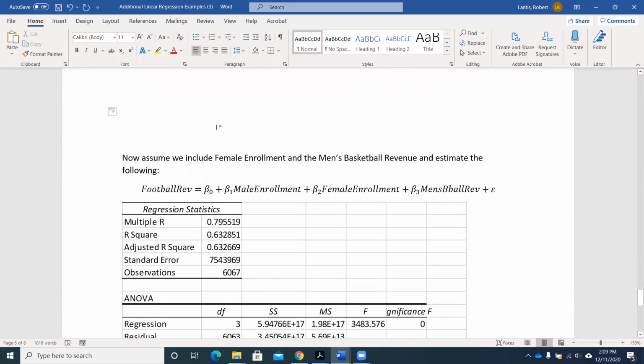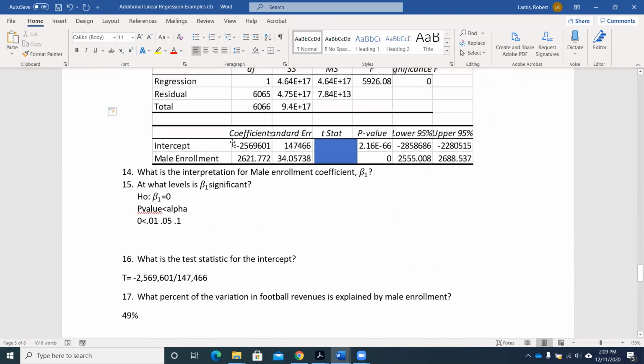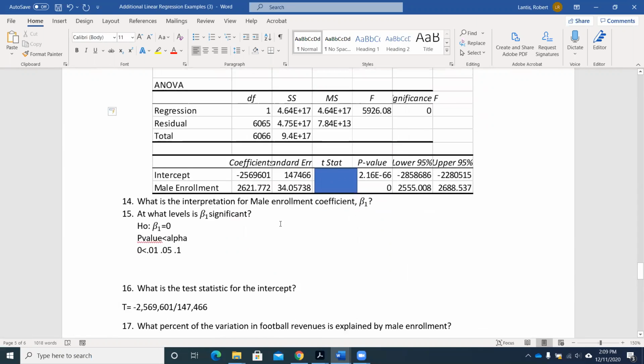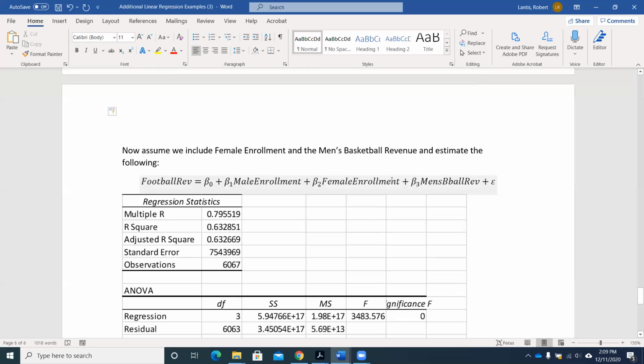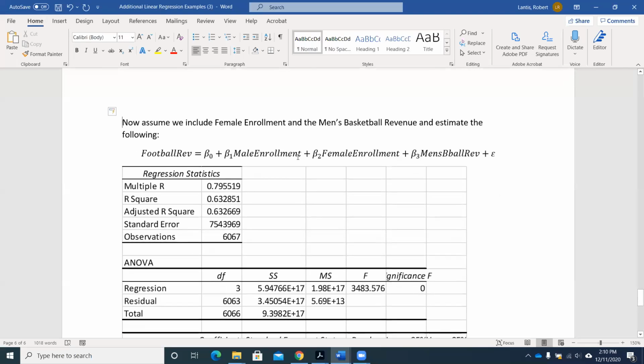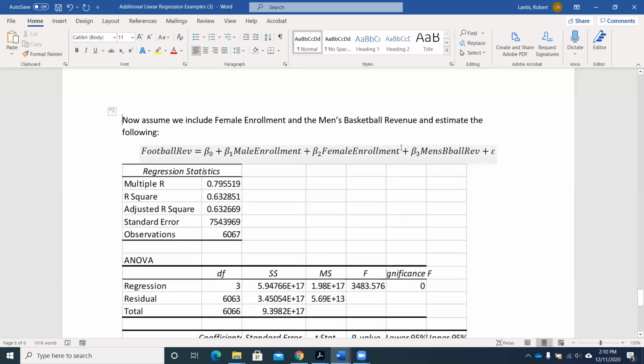If we then go down here and say, okay, I know that's a pretty naive regression. So what if I included some additional control variables? What about female enrollment? Males aren't the only ones that matter when it comes to buying tickets and merchandise. So I include female enrollment as well, capturing total enrollment here. And I also include the level of revenue of their basketball program. Maybe sports are just popular at this school, or maybe there are complements such that if people attend basketball games, they attend football games as well. So I include those 2 additional control variables.